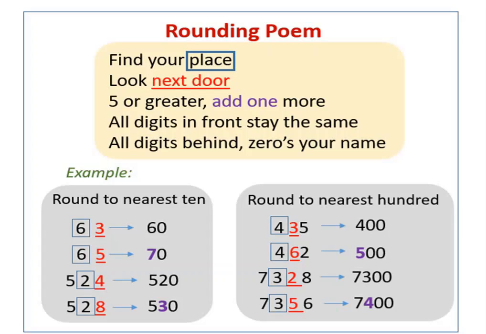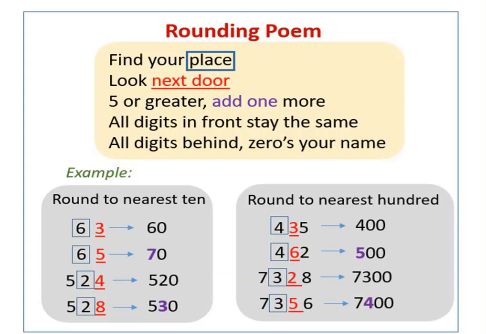Look next door. It means the number to its right, okay? The number to its right. Then underline it. So, put a circle or a square around the number that I want to round and underline the number next to it, to the right of it, okay? Five or greater, add one more.